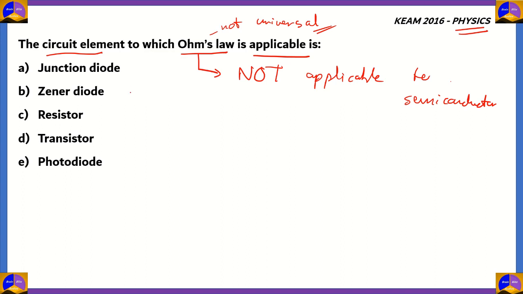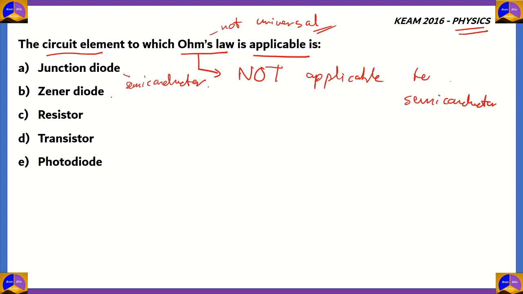So we have 5 options here. It's easy to eliminate some of them, because all kinds of diodes are basically semiconductor diodes. So junction diode is a semiconductor diode. Basically, it has a p-type semiconductor at one end and an n-type semiconductor at the other end.